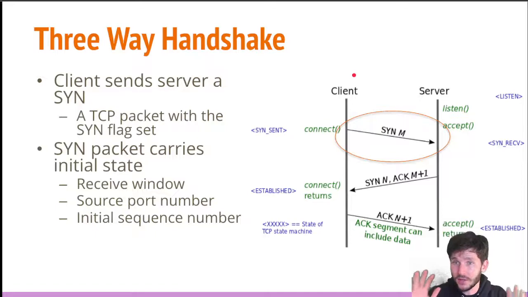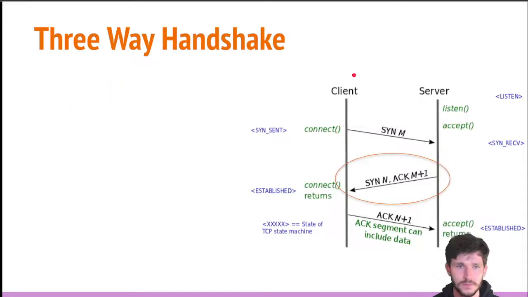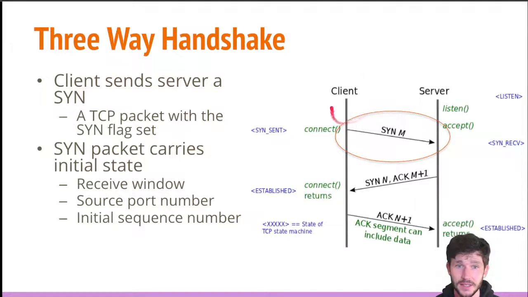Again, I'll just point this out. Each side picks its own random initial sequence number for the data that it is going to be sending. So the ISN that the client uses is going to be how the client addresses data that it's sending to the server. And the ISN that the server uses is going to be where the server starts counting from in the data that it is going to send to the client.